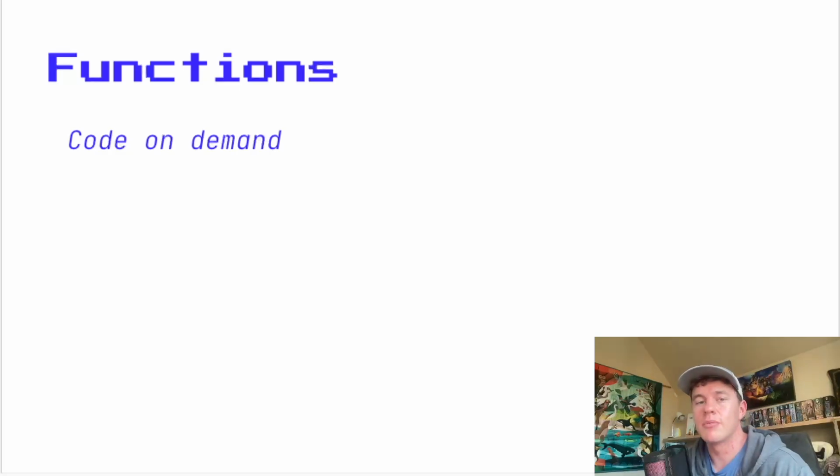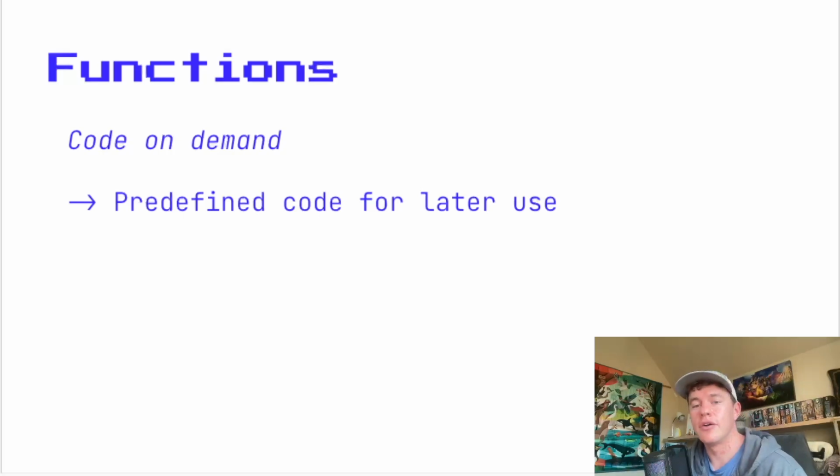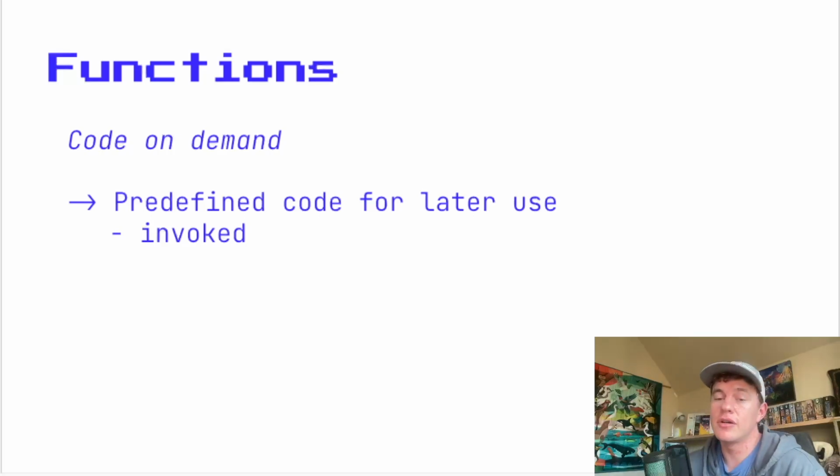The way I like to think about functions is basically code on demand. We predefine code for later use. When we use it later, this is called an invocation. So we define the function, and then later we invoke the function to use it and benefit from that code. And we can invoke it numerous times whilst only having to write it once.